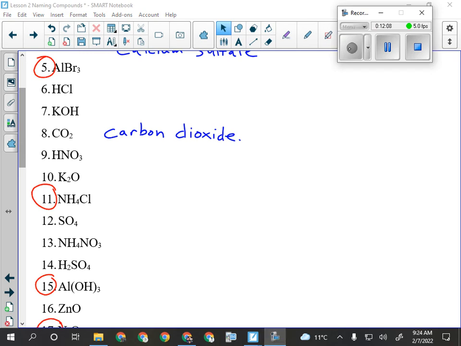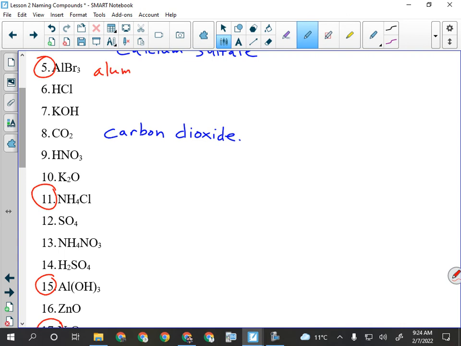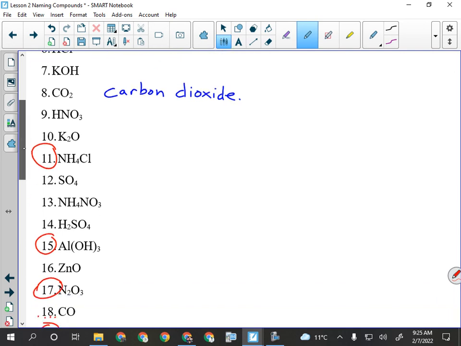Okay, let's look at a few of these here, guys. So for number 5, okay, we've got an ionic compound. Aluminum is a metal, bromine is a non-metal, so we don't need any prefixes. Okay, this is just going to be aluminum bromide. Don't need any Roman numerals because aluminum is always a 3+ and has no other possible charge.